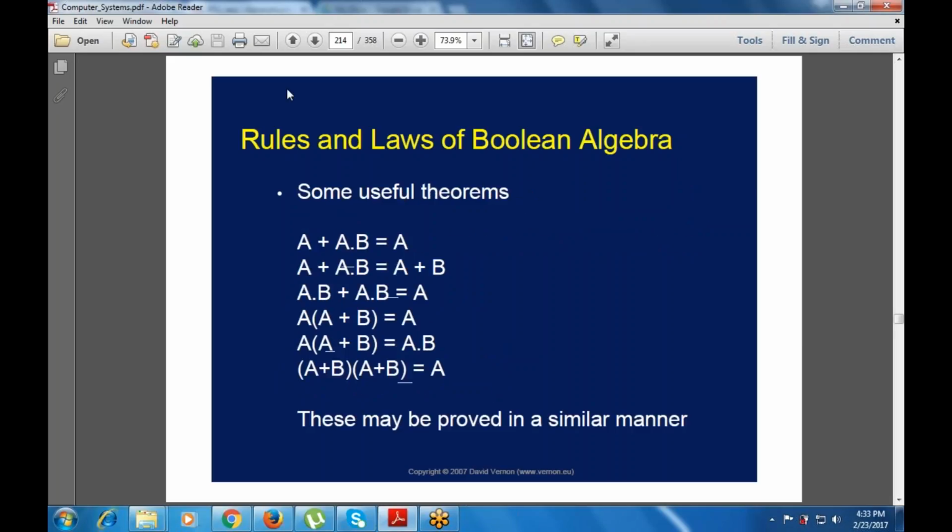Then these are some useful rules. The theorem available is A plus A into B equals A plus B. Why? Because the complement is taken out with the other one. Then A into (A plus B) equals A. Then A complement plus B equals A into B. And these may be proved in a similar manner.